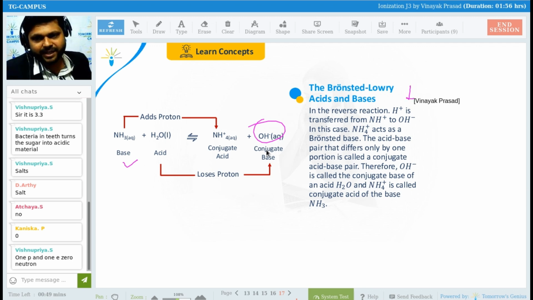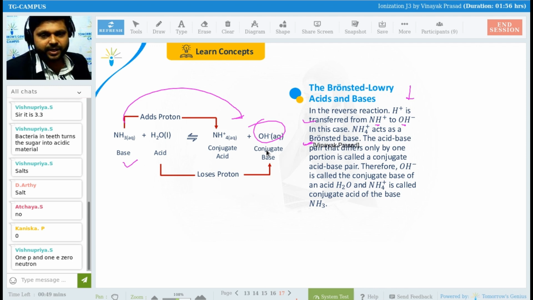So in the reverse reaction, H plus ion is transferred from NH4 plus to OH minus ion. You can say that, right? And NH4 plus acts as a Bronsted acid. The acid-base pair that differs only by one proton is called what? Conjugate acid and conjugate base.